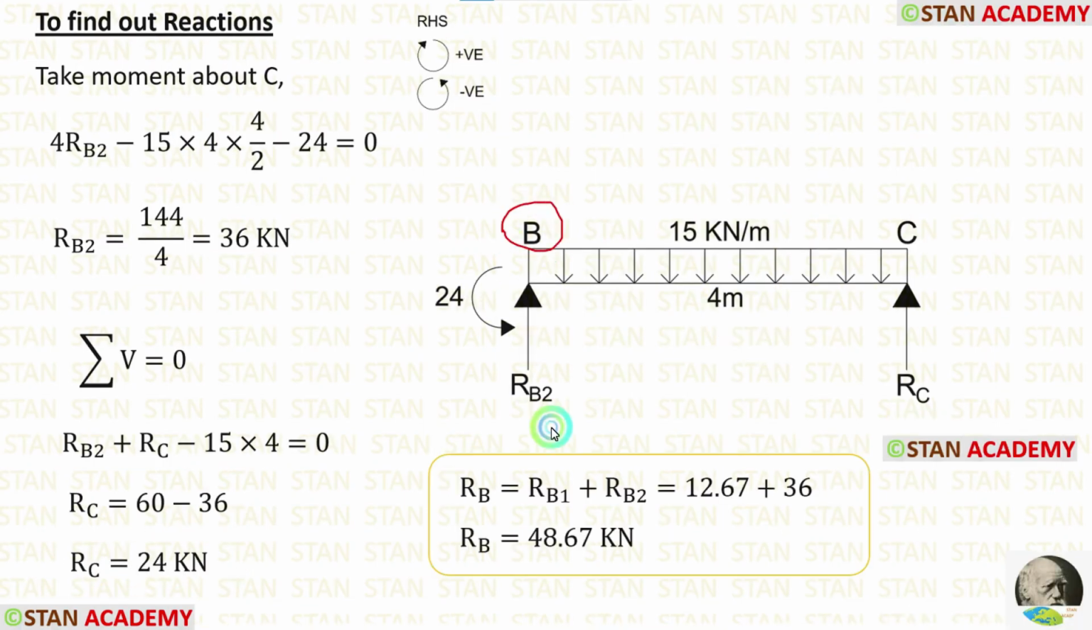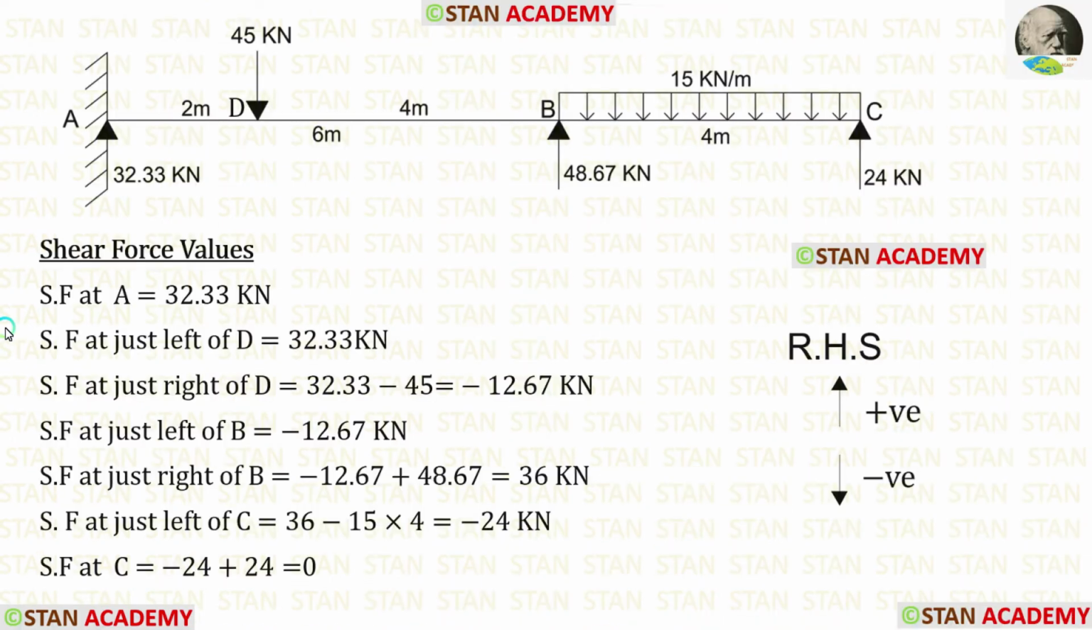In the point B, we have calculated the reaction 2 times. Let us add both of them. After adding, we are getting RB is equal to 48.67 kN. Now let us make the shear force diagram. Before drawing the shear force diagram, let us calculate the shear force values.